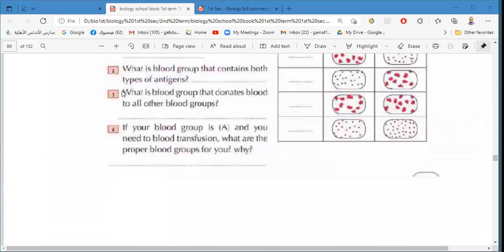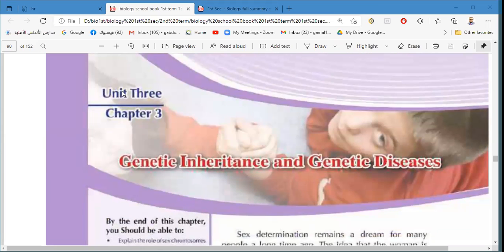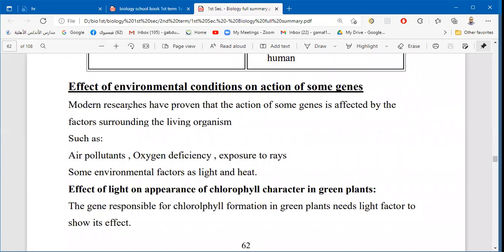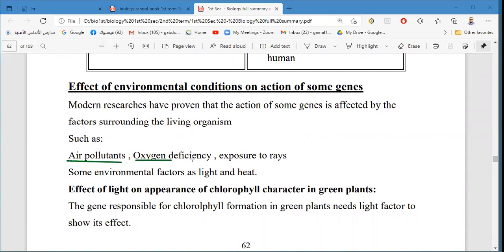We can go back to the exercise. Also, there are other factors, not only light. We have other factors like air pollution, oxygen deficiency, exposure to rays or radiation, and factors like light and heat, and so on. There is another example called the Himalaya rabbit.